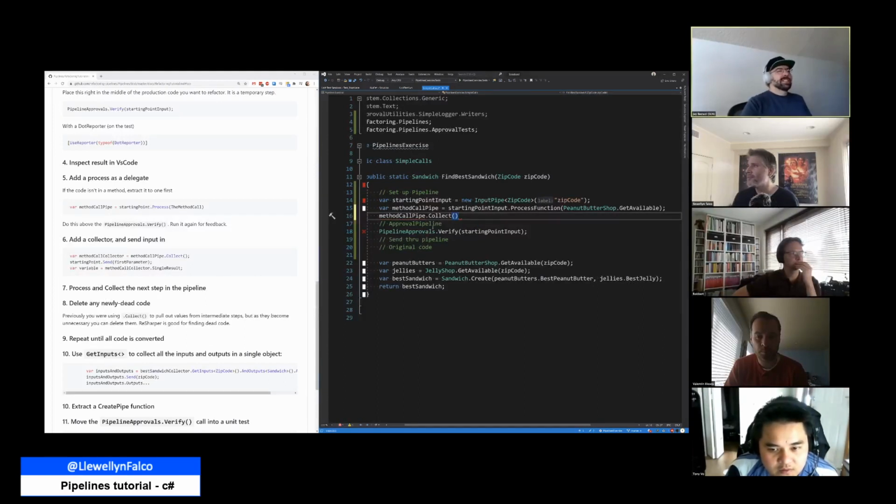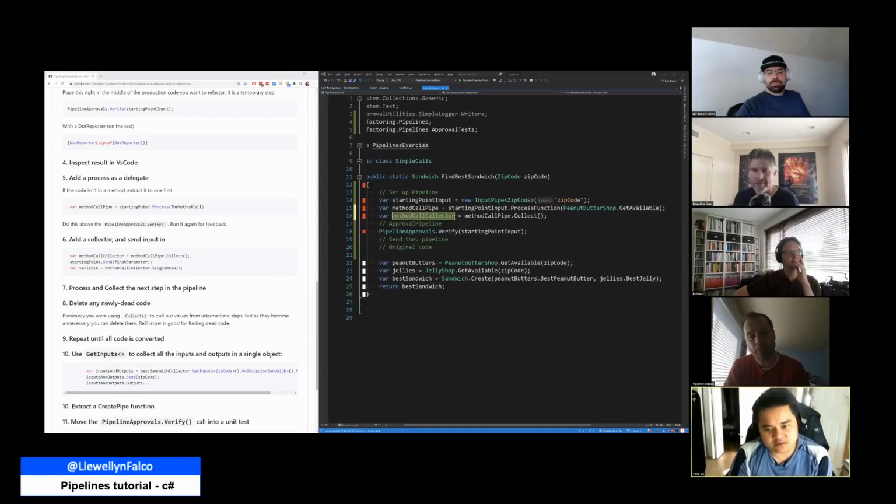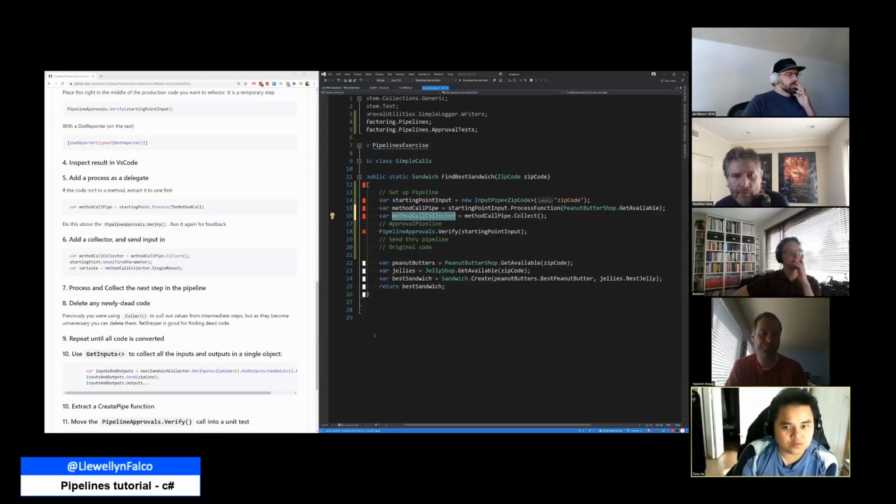Before. So based on my impression so far, essentially the input will be the zip code. The input will be passed into a process function, and then we have a method called pipe, which will collect whatever that process function returns. So we have a method called collector. Then if we want to execute the entire pipeline, the next step would be starting point dot send, passing in the first parameter, which is a zip code.